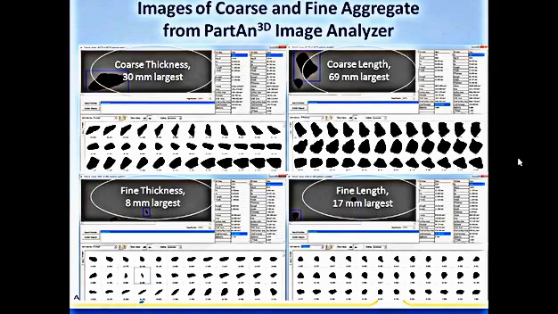The top two are coarse aggregate, with the images sorted by thickness on the left. 30 millimeters was the largest thickness, and on the right, 69 millimeters was the largest length. On the bottom, for fine aggregates, the largest thickness was 8 millimeters and the largest length 17 millimeters.